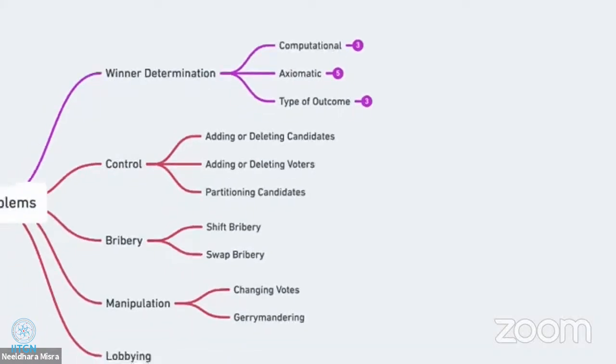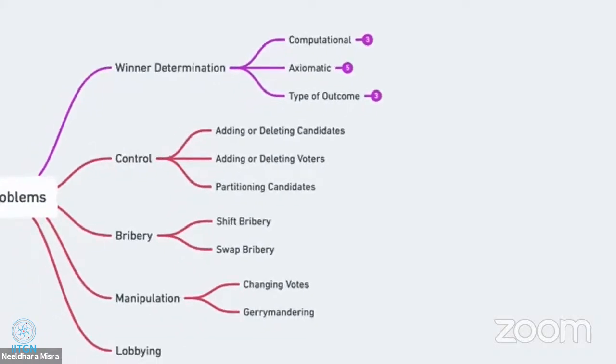The other four problems here are, in some sense, more negative questions, where from a computational perspective one is really interested in hardness results. I think it's a good thing if it's hard to figure out a manipulation strategy or a bribery strategy and things like that. In the interest of time, I'll not get into the definitions of all of these different problems.